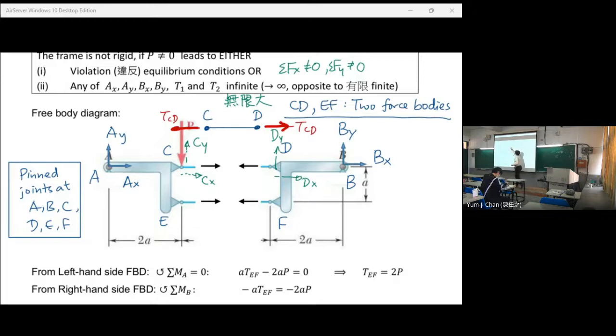If we only look at this part. Here, on CD, do we have forces in the y direction? Do we have forces in this direction or this direction? No, we only have forces in the x direction, to the left or to the right. We do not have forces going up and down. Since there is no force going up or down, we actually do not have Dy here. We only have force in the x direction. And because we write TCD to the right, here we write TCD to the left.